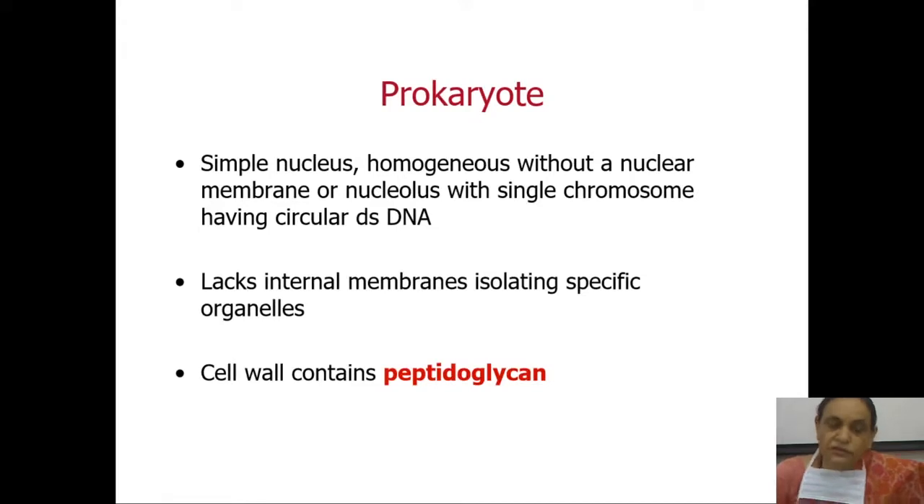Since we are talking of bacteria and that is a prokaryote, let's see what is the characteristic of a prokaryote. It has a simple nucleus, homogeneous without a nuclear membrane or a nucleolus, with a single chromosome having a circular double-stranded DNA. These all you must have read in your schools also. It lacks internal membranes which isolate specific organelles. And one important thing is the cell wall, which contains peptidoglycan, which is different from other cells.